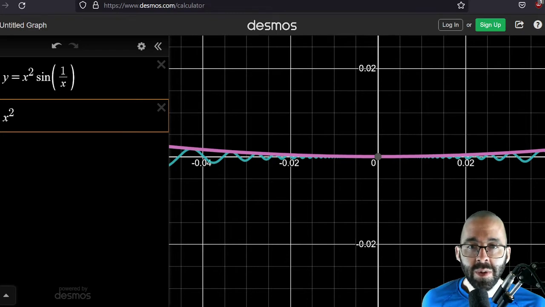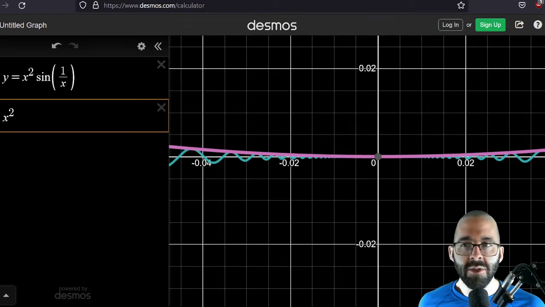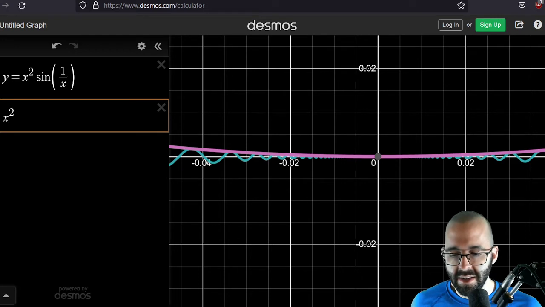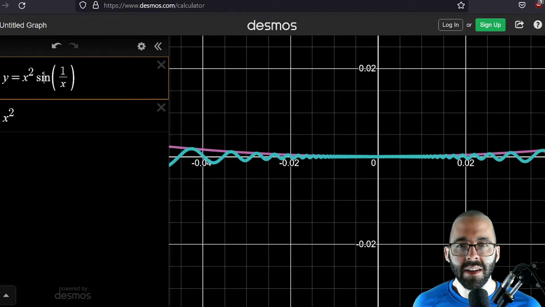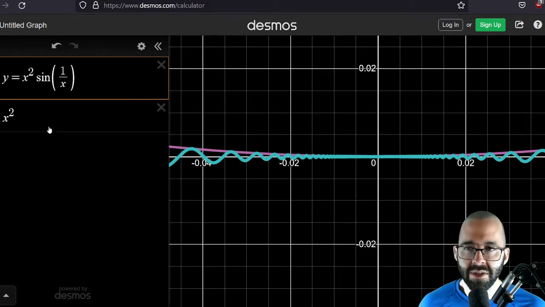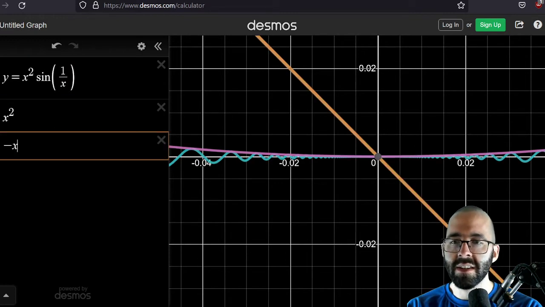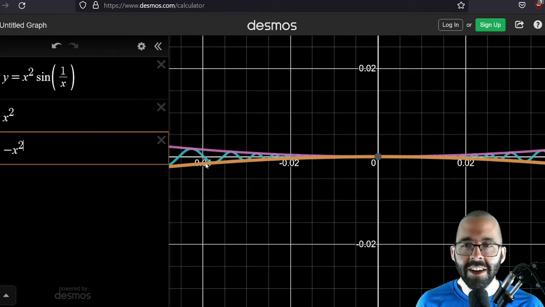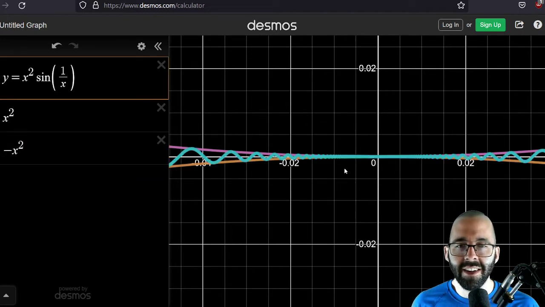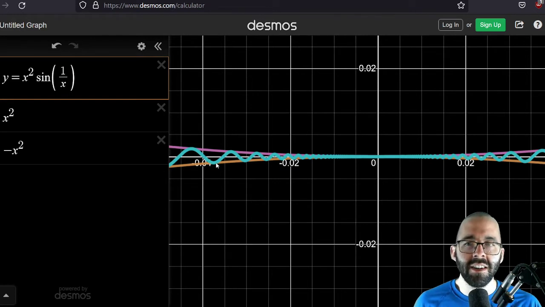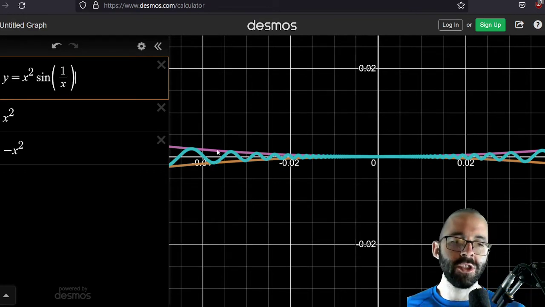Because sine is always between -1 and 1, right? Sine is never bigger than 1. So this pink graph is the biggest that the blue graph will ever be. You can see it. The blue graph eventually hits the pink graph. The pink graph is always at least the blue graph. Similarly, let's look at this orange graph, -x squared. Well, again, sine is always between +1 and -1, so the blue graph is trapped between orange and pink.